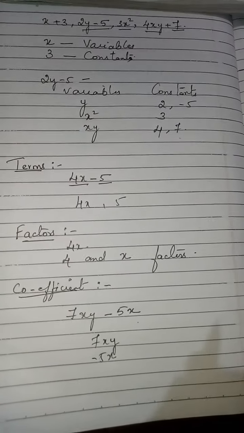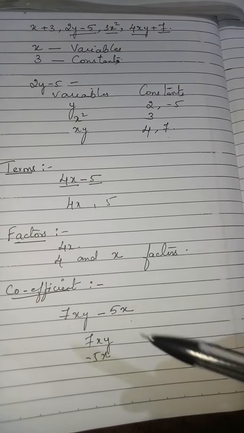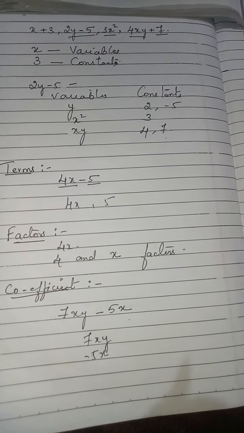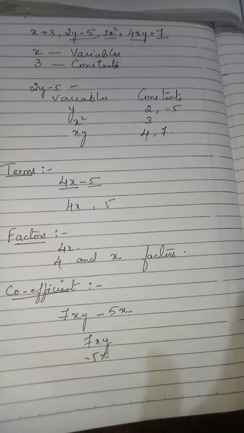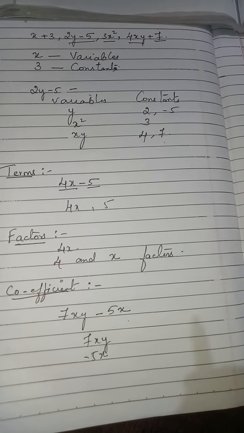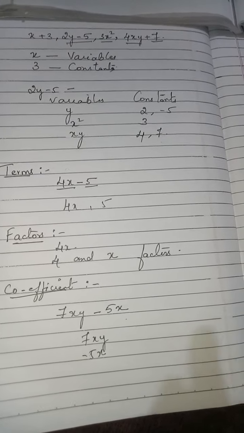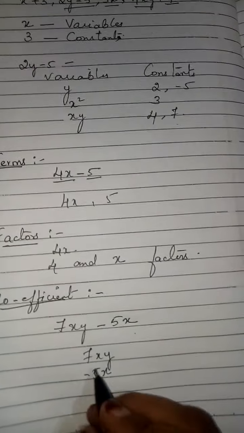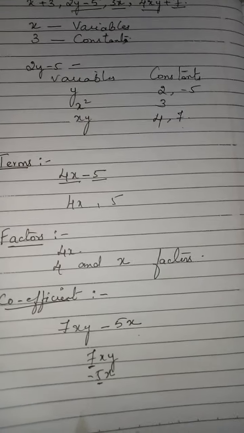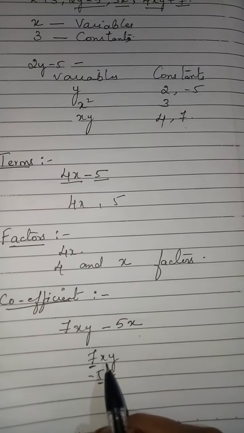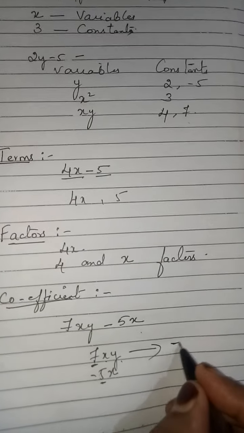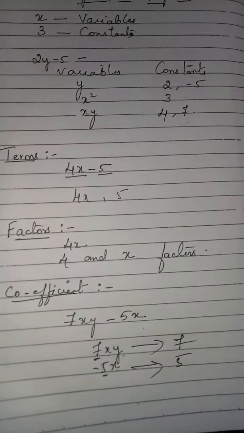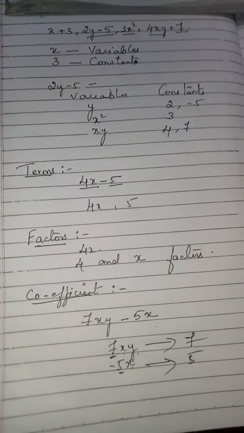And the term 7xy is a product of the factors 7, x and y. And the numerical factor of the term is called the coefficient. Okay, and the coefficient of the term 7xy is 7 and the coefficient of the term minus 5x is minus 5. So here, whichever the number is, that is called the coefficient. In 7xy, what is the coefficient? 7. In 5x, what is the coefficient? That is 5. Understood children what we have learned till now?